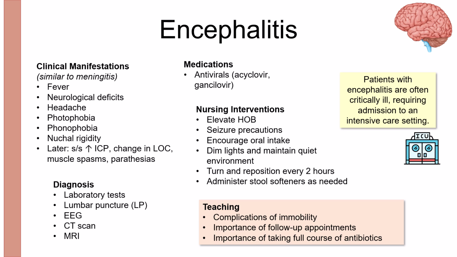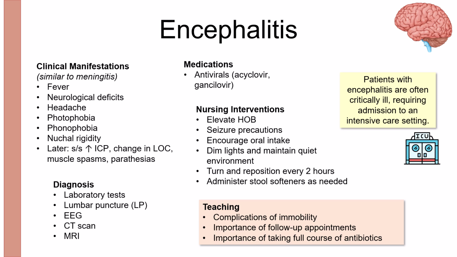As things progress, you'll want to keep a very close eye on their mental status. Are they more tired than usual, confused, disoriented? These could all be signs of increased intracranial pressure, and that's when you will need to do something. You might also notice things like muscle spasms or tingling sensations. Those are focal neurological signs that tell us the brain is being affected.